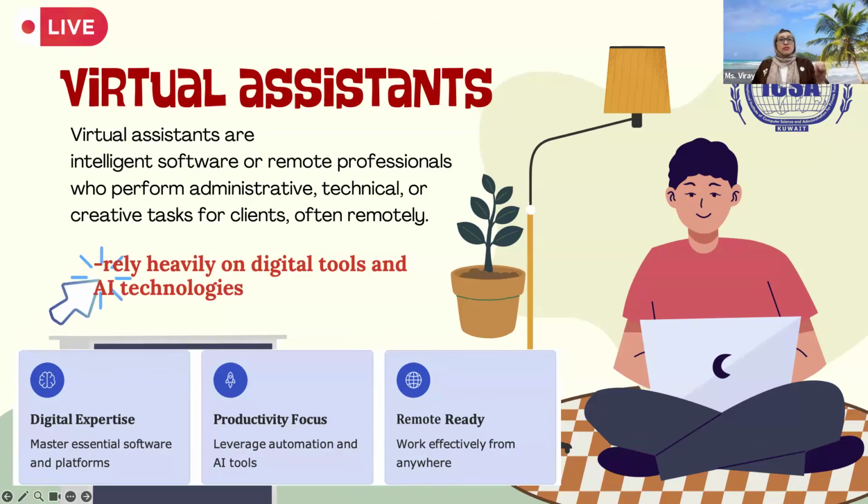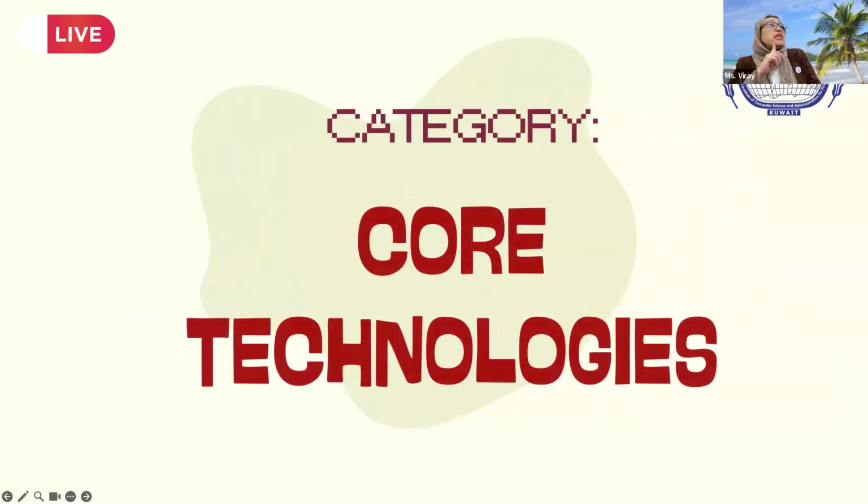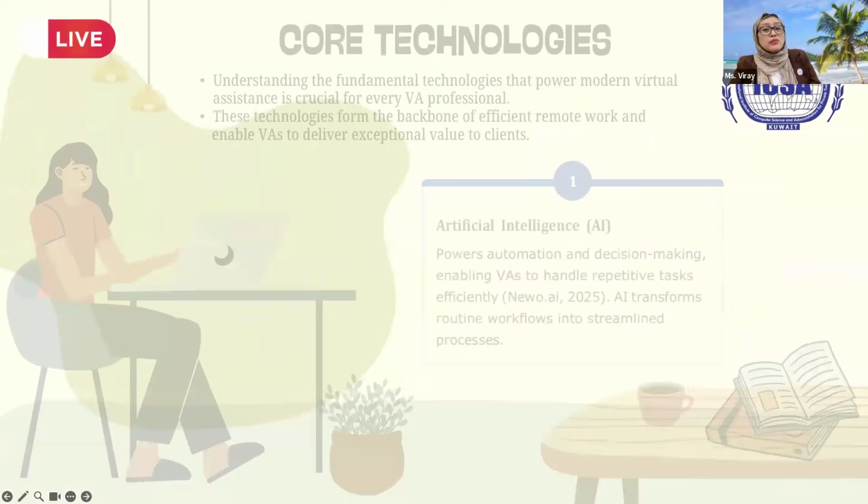Okay. So what I'm trying to say here is when we're going to work on the Google Sheet, if you have information that you need to put in, you have to use your AI. Okay, I will help you out, don't worry. I will provide you a good prompt so you can easily get the information you need on what to put on the Google Sheet later. I'm saying that because we know that VAs rely heavily on AI and technology. So we have to have digital expertise, productivity focus, and be remote ready. I have core technology here. That means whether you like it or not, you have to know them and understand them. First one, we have AI.